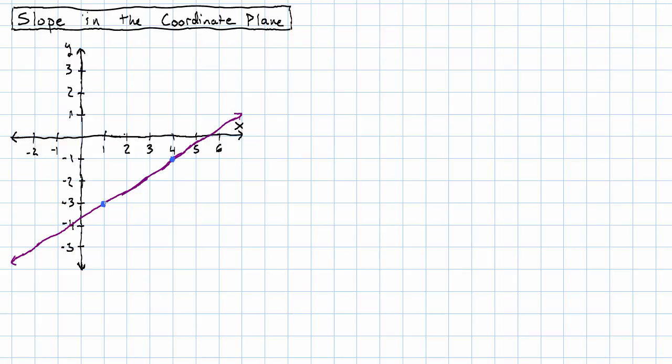What's the slope? Well, we have a run of 3 and a rise of 2. So the slope is 2/3. And we can just read that off the graph just by counting out distances. And that works great when the numbers are 3 and 2.